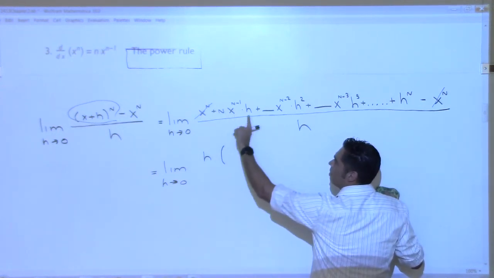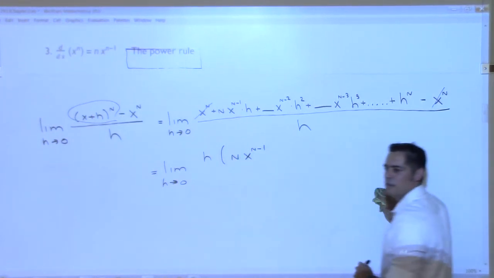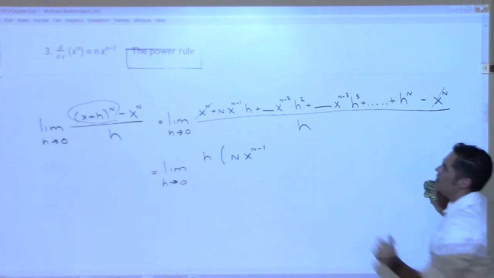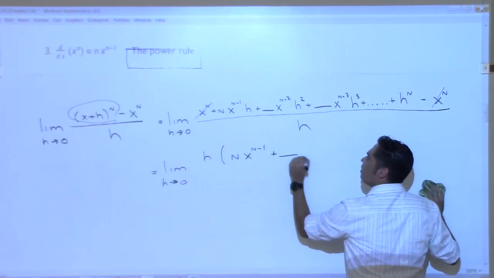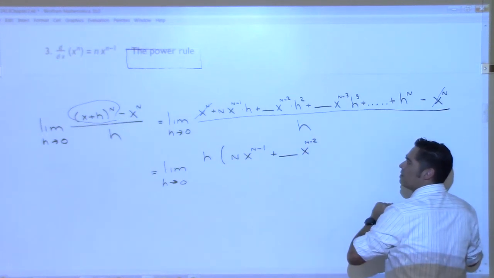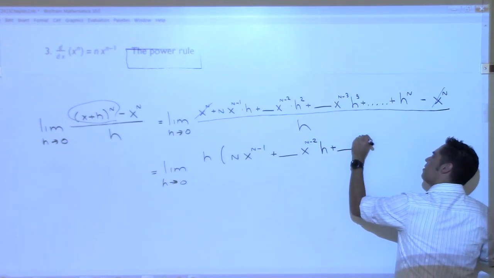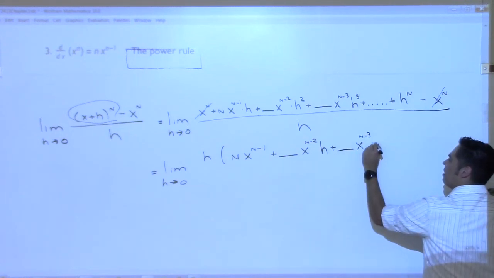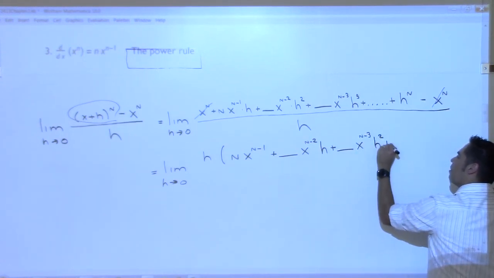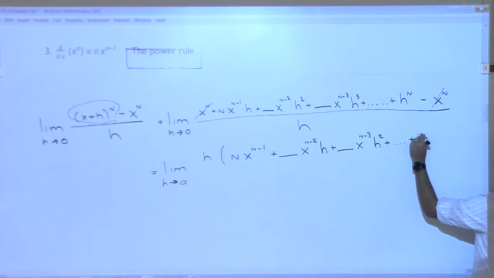All right, so this right here, I'm pulling an h out, right? So I get n x to the n minus 1. Okay, and then this one plus, x to the n minus 2, and I pulled one of those h's, so what's left? An h. Plus here, x to the n minus 3, I pulled one of those h's, so what's left? H squared plus dot, dot, dot, very last one, h to the what?